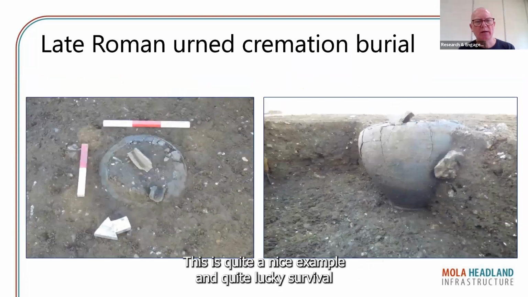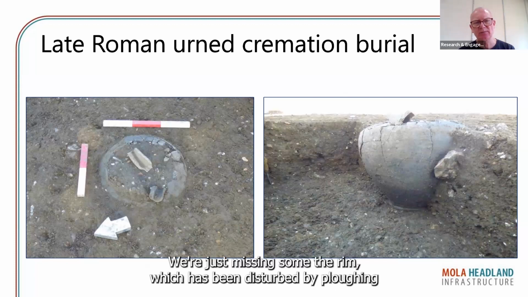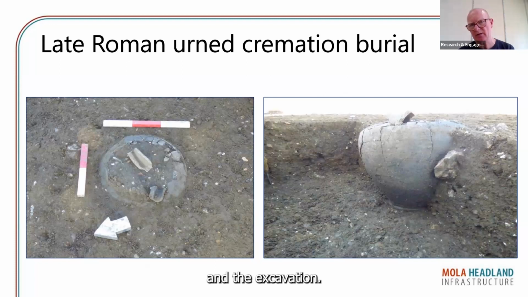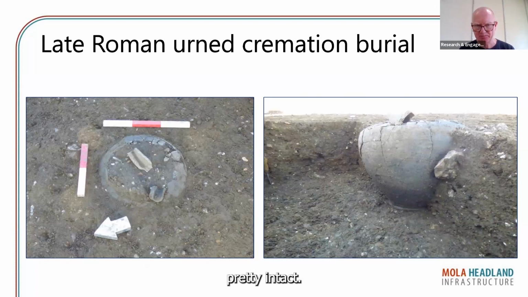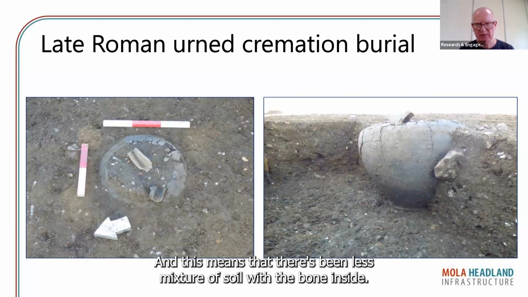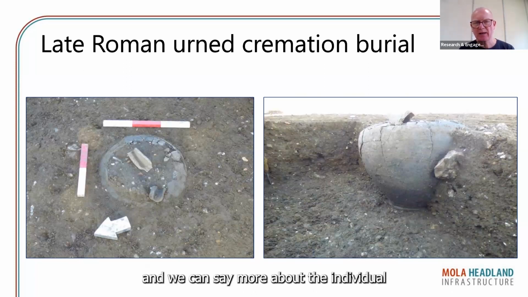And here it is. This is quite a nice example and quite a lucky survival, because it's pretty much intact. We're just missing some of the rim, which has been disturbed probably by ploughing and the excavation. But as you can see, the urn containing the cremation is pretty intact. And this means that there's been less mixture of soil with the bone inside. It also means that the bone is better preserved, and we can say more about the individual or the individuals who were inside.